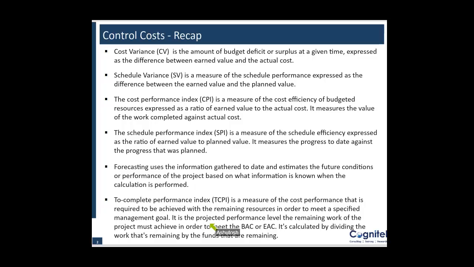Last but not the least, we saw what TCPI is. TCPI stands for to complete performance index, and that is basically work remaining upon funds remaining. That ratio tells you how much work is remaining against funds remaining, and ideally it should be less than 1. If it is greater than 1, your project is in a challenge state.